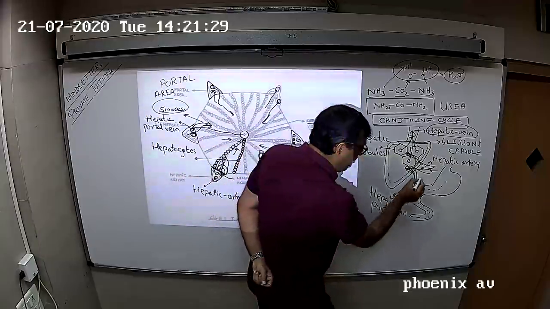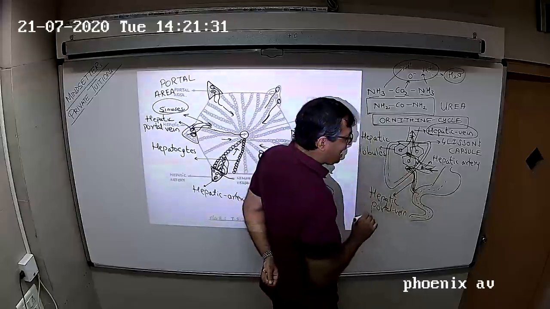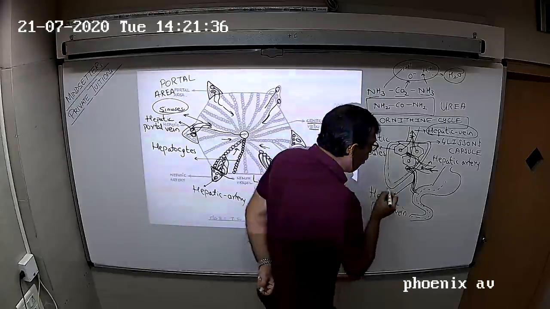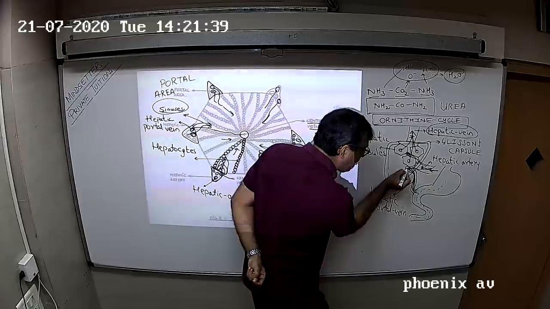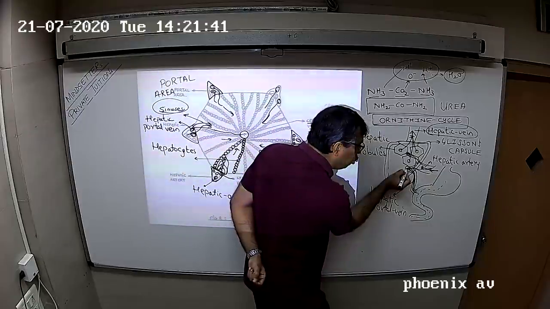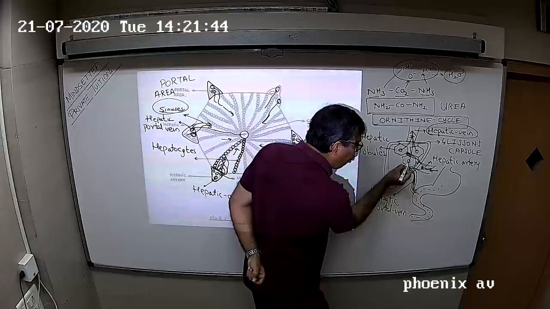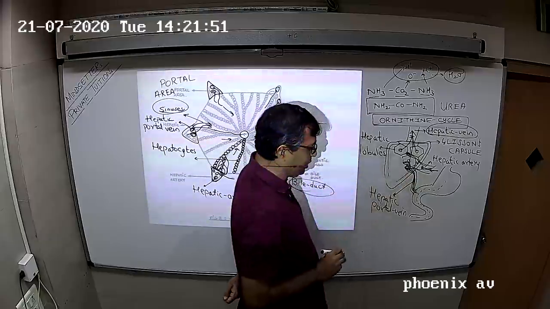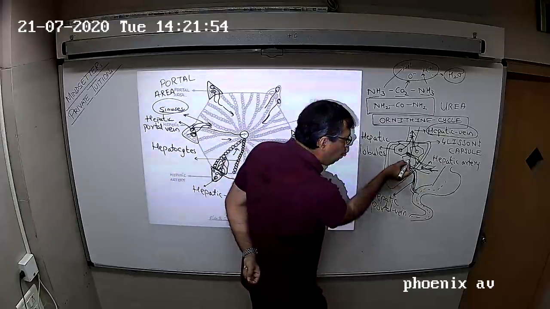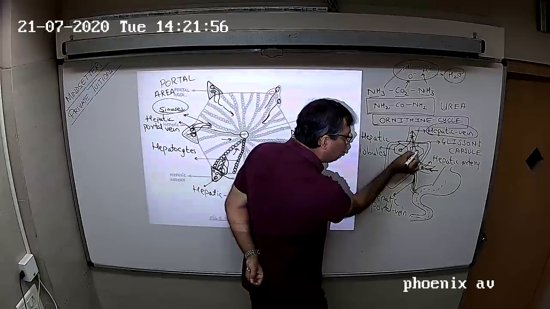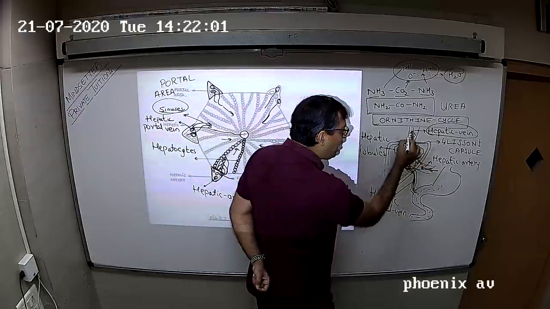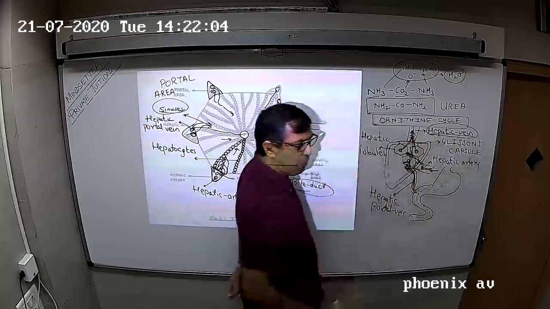So, once again, where does blood enter? The hepatic artery. Where does blood enter? The hepatic portal vein. From hepatic artery and hepatic portal vein, where will the blood enter into? The portal area. From portal area, where will blood enter now? Into empty spaces which are called as sinuses. And from sinuses, where will the blood now enter? Into central vein. And from central vein, where will all the blood go? Into hepatic vein.